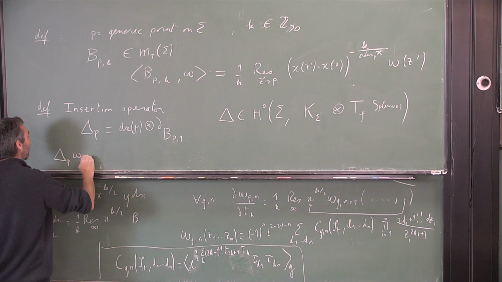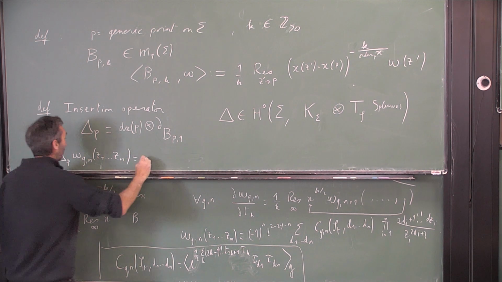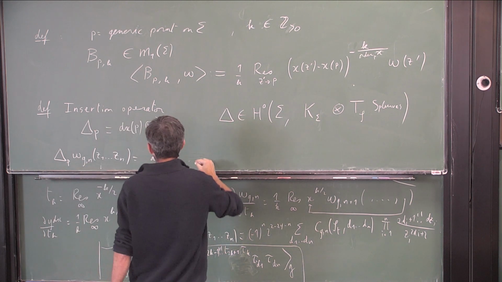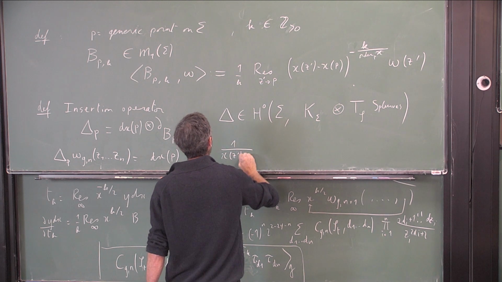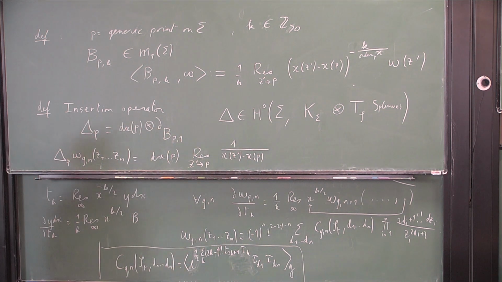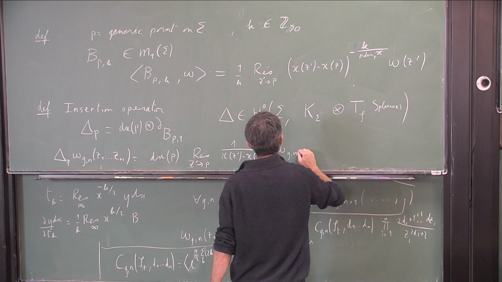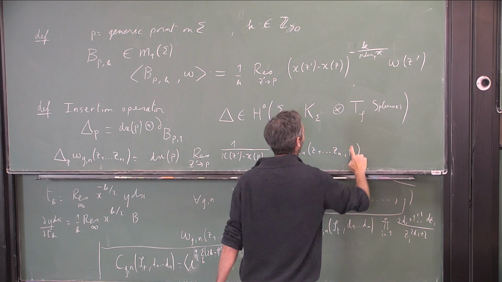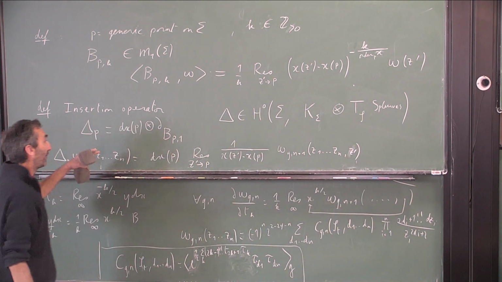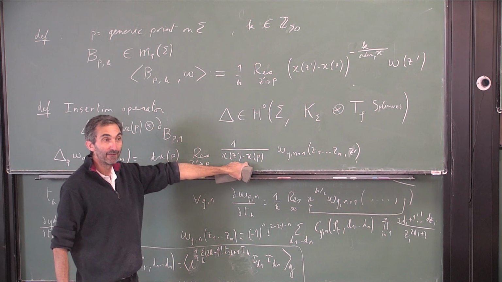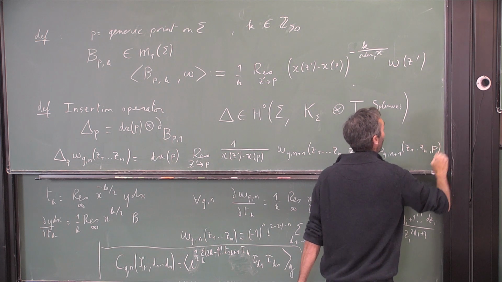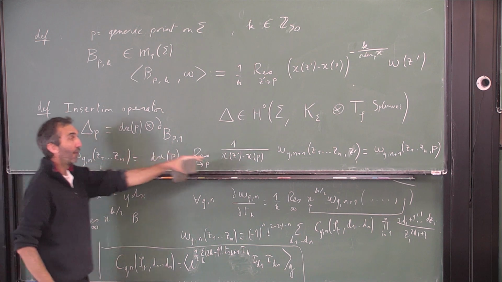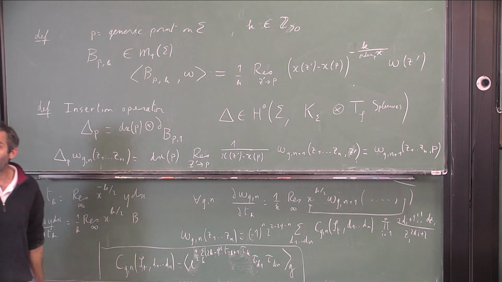If you act with delta p on omega g,n of z1 to zn, by definition, this is dx of p times residue when z prime goes to p of 1 over x of z prime minus x of p. Let me take a generic p, which is not ramified, times omega g,n plus 1 of z1 to zn, and p on z prime. Since we are taking the residue of a simple pole at z prime equals p, it just evaluates, and the result is just omega g,n plus 1 of z1 to zn, and p. So the only effect of delta p is to have added the variable p. It has inserted p, and that's why it's called the insertion operator.